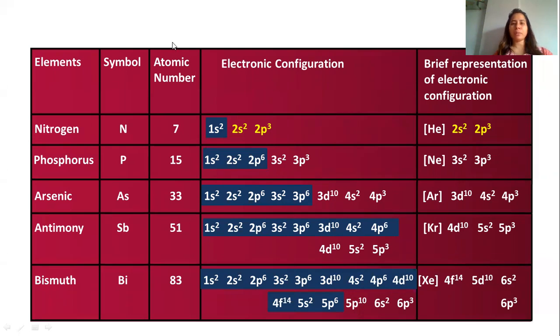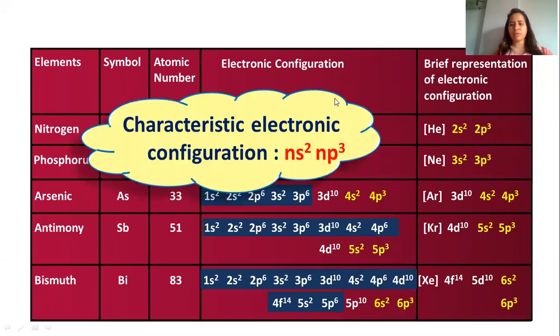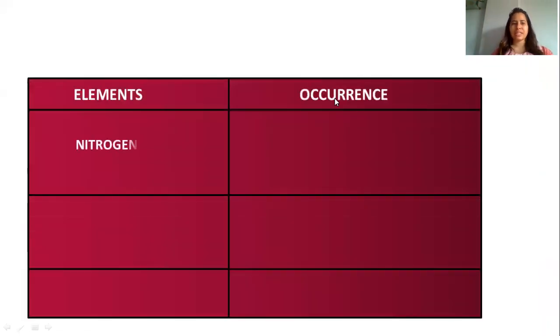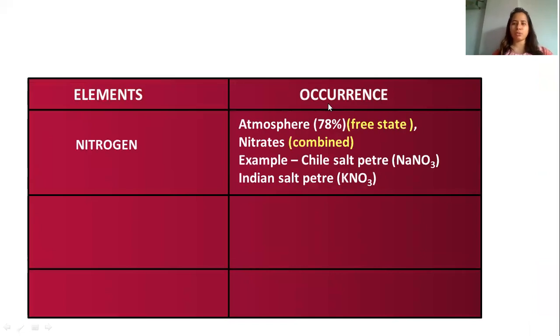So you can write down from here element, symbol, atomic number, electronic configuration, and we'll move ahead to occurrence. Talking about occurrence, the first element that we have is nitrogen. Nitrogen is present in two forms. One is free state and the other one is combined state.